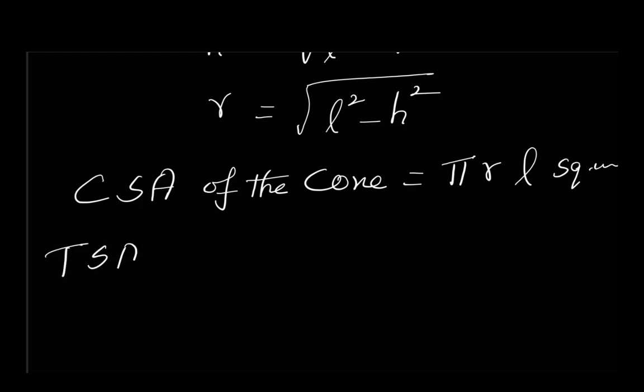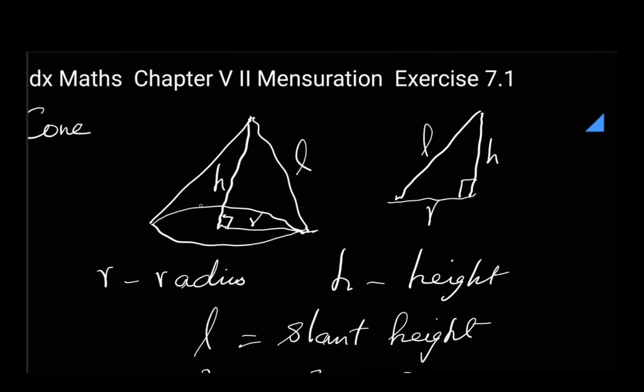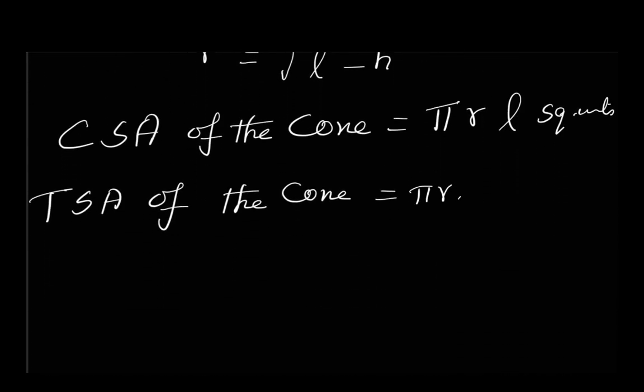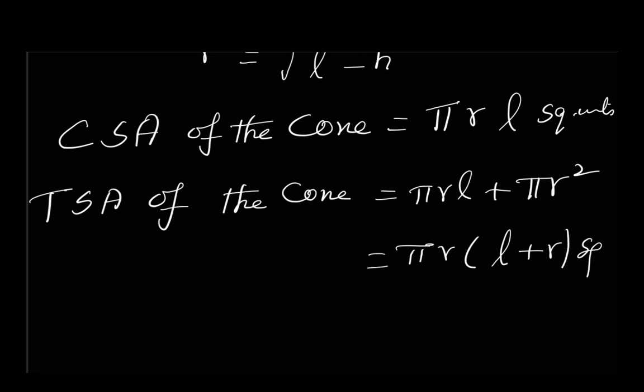Total surface area of the cone. With the curved surface area, the curved surface area means this cone shape here, pi r l, plus the base circle area, pi r squared. Take pi as common, r as common. The remaining term is l plus r. So it is pi r into l plus r square units.